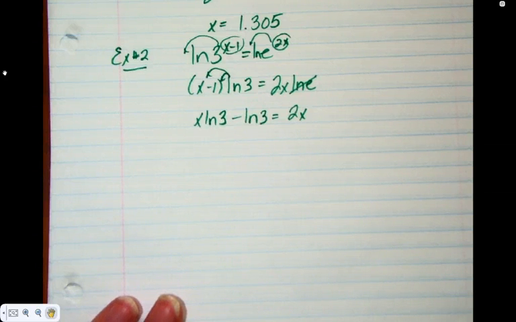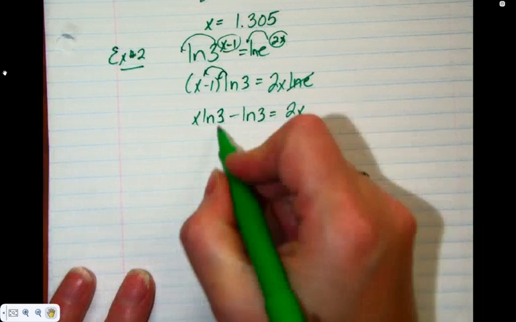Okay, so step 3 with an exponential equation. x is on one side, numbers on the other. So what would you like to move?